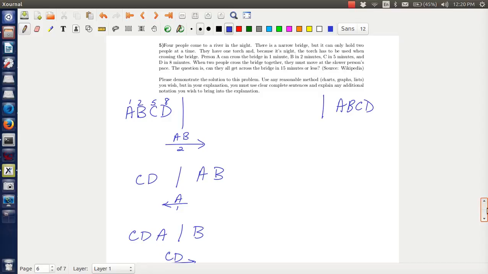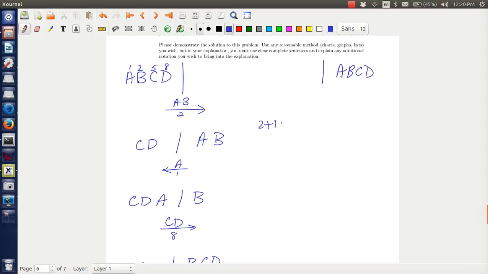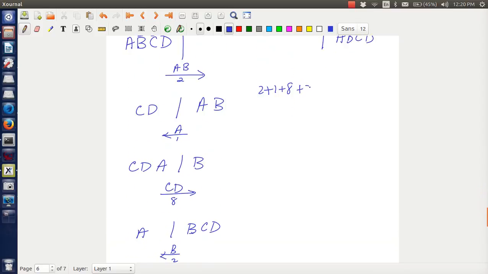They're all happy. Okay, so let's find out how long it's going to take. It's going to take these little times: 2 plus 1 plus 8 plus 2 plus 2. And that's going to be 15. Okay, 15 minutes.